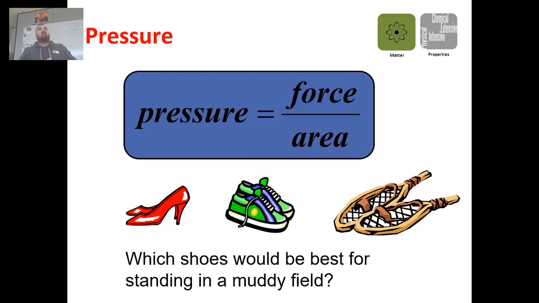All right, so next up, we're going to define pressure. I don't want you to write anything on this page down. This is kindergarten stuff. Don't worry about this. So what is pressure? Pressure is going to be force divided by area. So here we have 3 shoes. Don't worry about this question. We have 3 shoes. We got these high heels, these tennis shoes, and these Eskimo shoes.